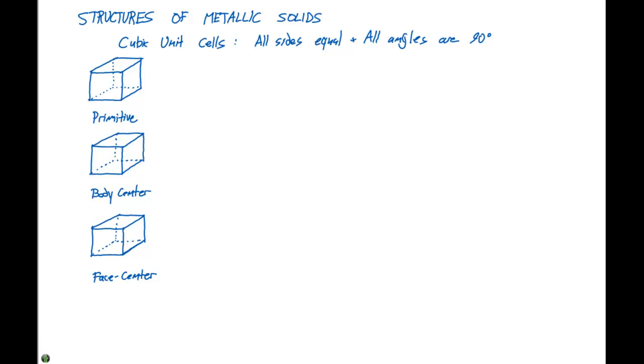So there are three main types of cubic unit cells that we're going to look at. They're primitive, body-centered, and face-centered. And each of these structures are based on the placement of atoms within the unit cell. So over here on the left, I've shown three identical boxes. And each of these unit cells and each of the bricks are going to be cubes that can repeat in three dimensions.